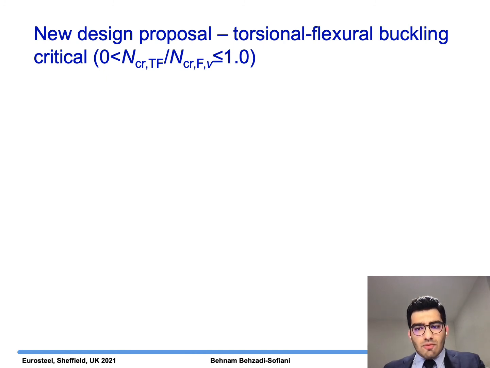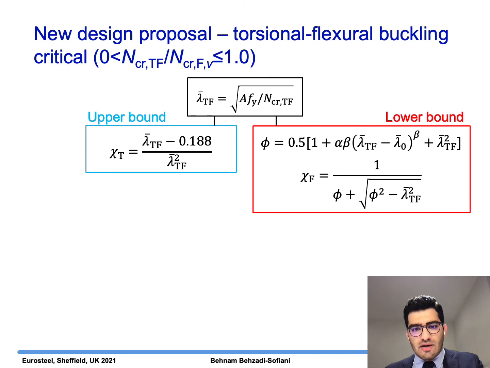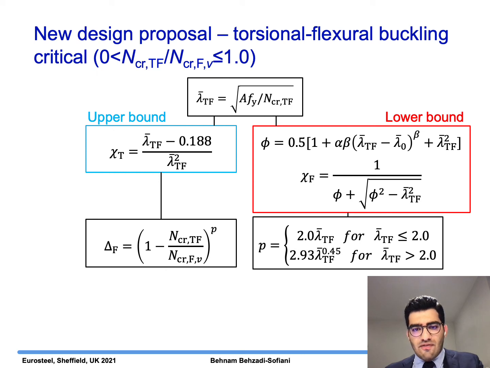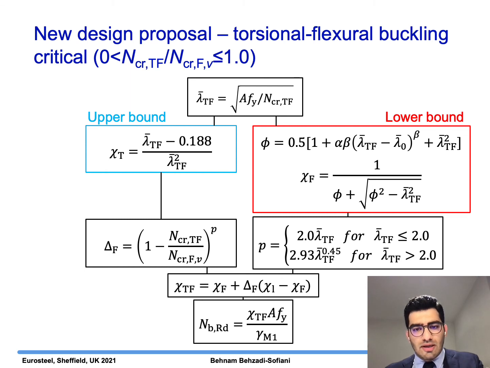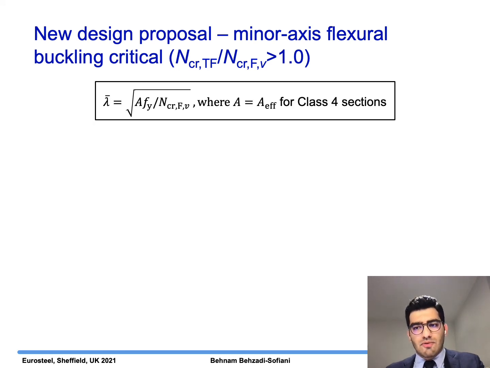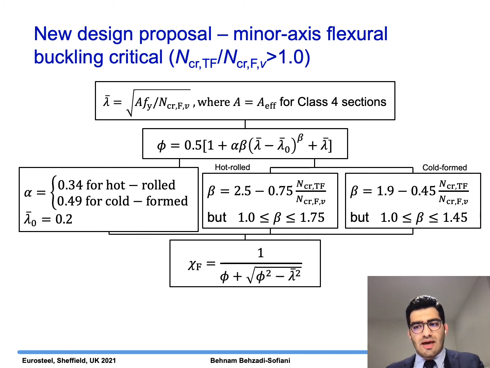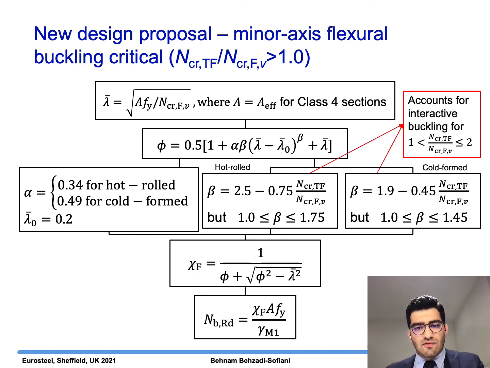In the new design proposals, when torsional-flexural buckling is critical, first the torsional-flexural member slenderness is calculated. The torsional and flexural buckling curves are then used as the upper and lower bounds, respectively. Then the new parameter delta F is used to obtain the torsional-flexural buckling reduction factor, and finally the member buckling resistance is determined, noting that the gross area is used for all classes of cross-sections. When minor axis flexural buckling is critical, the proposed approach is similar to the current Eurocode 3 with the difference of new values for the imperfection factor and introducing a new parameter beta to allow for interactive buckling.